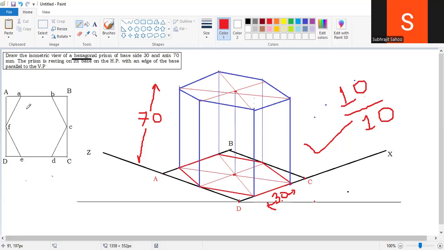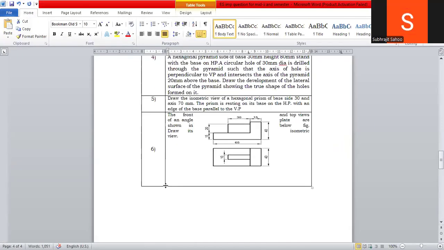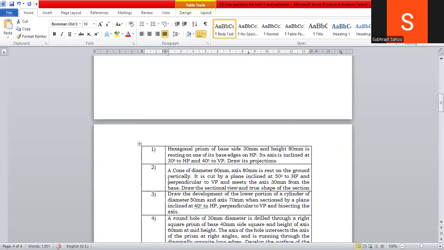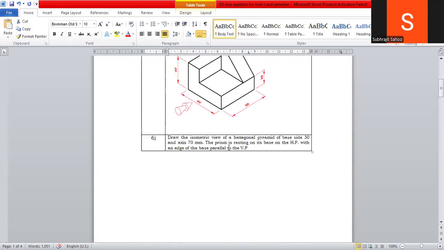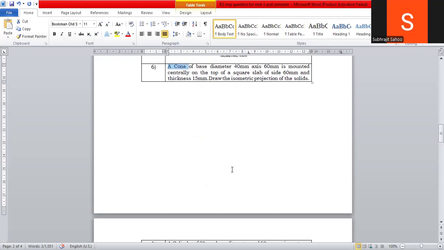Observe, sir. This question number 24 is the same as question number 6. Question number 6 is also the same. Draw the isometric view of a hexagonal pyramid. Base side 30 and axis 70. Prism resting on its base. It's like the same question, right? So here, I think this is a cone in place of the hexagonal pyramid. Now the cone comes. I will draw this one. Don't worry, I will draw.